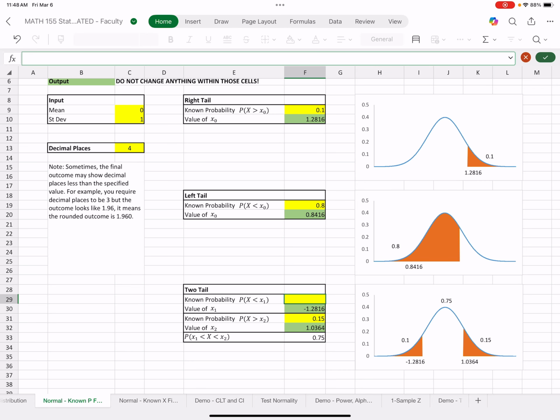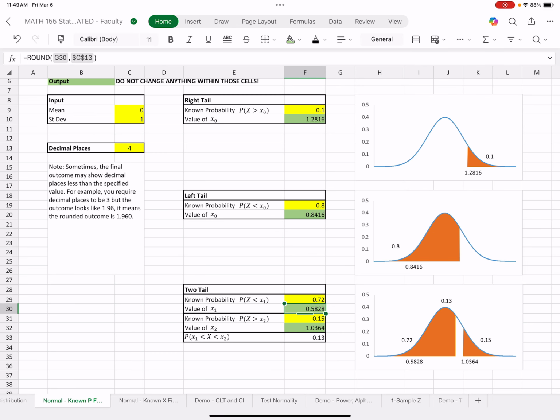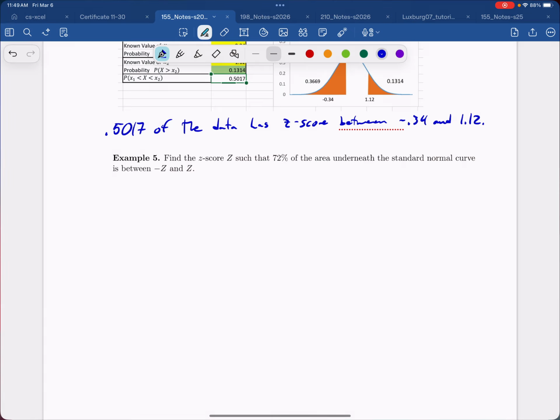Oh, wait, hold on a sec. Yeah, let's try that point. Not quite what we want. Let's see. The probability that x... So I guess we have to do a little bit of math in this case, right? If we want the z-score such that 72% of the data is between them.